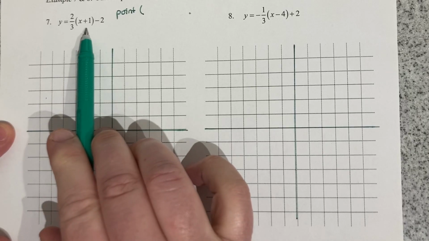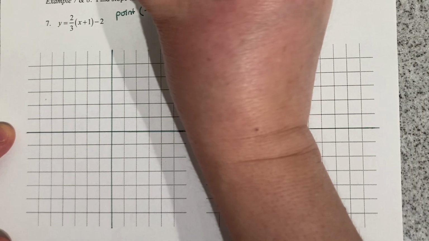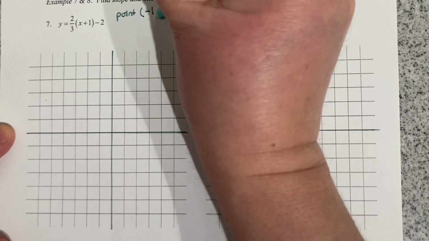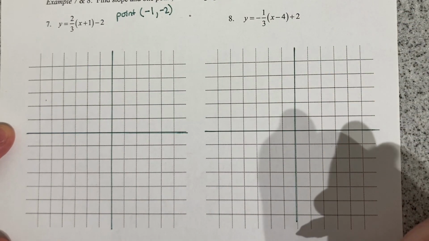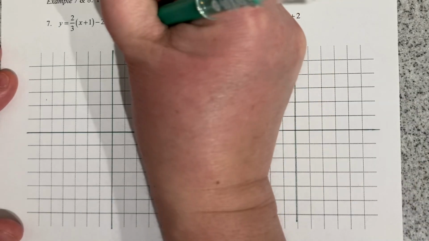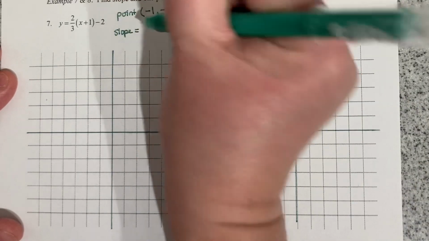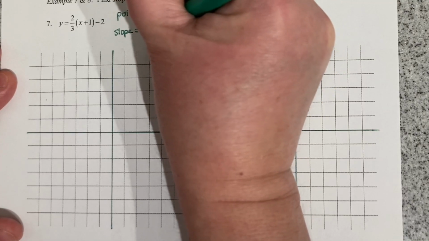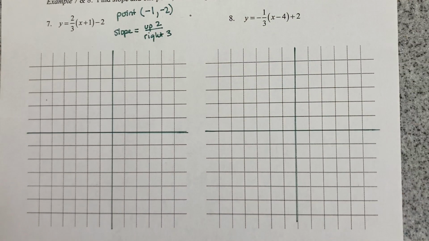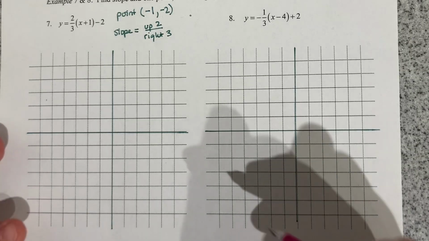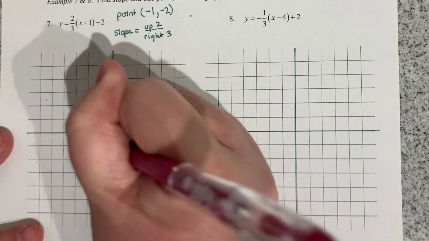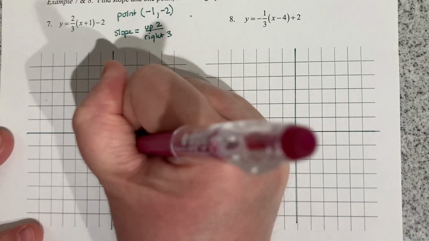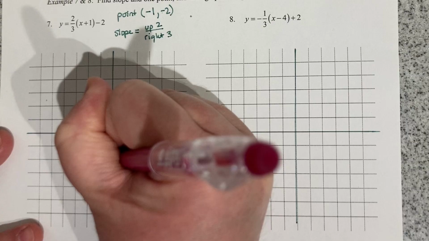So now we need to pick what our point is. Remember, we flip the sign of the x. Opposite sign for x, and then the same y. There we go. And then the slope is positive, so it's going to be up 2, and then we always move over to the right. Okay, let's try that. So the point, we go back 1 for x, -1, and then down 2 for y. There's the point.